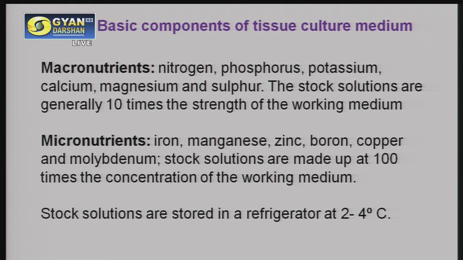Similarly, for the micronutrients like iron, manganese, zinc, boron, copper and molybdenum, stock solutions are made at 100 times the concentration of the working medium. So you prepare the stock solutions, and whenever you need them, you dilute them. From the stock solution you can always dilute it and then prepare your culture media, but the stock solutions you maintain very carefully in refrigerated condition at 2 to 4 degrees centigrade. So of course you need a refrigerator in your laboratory.